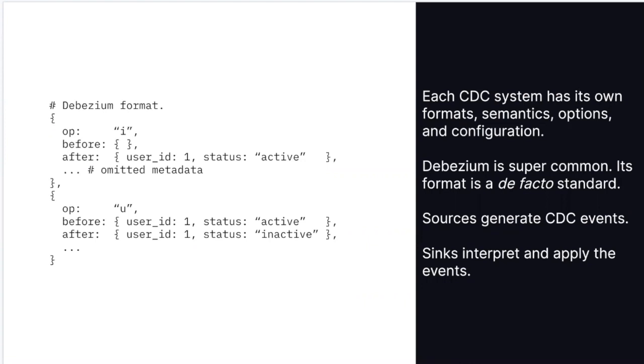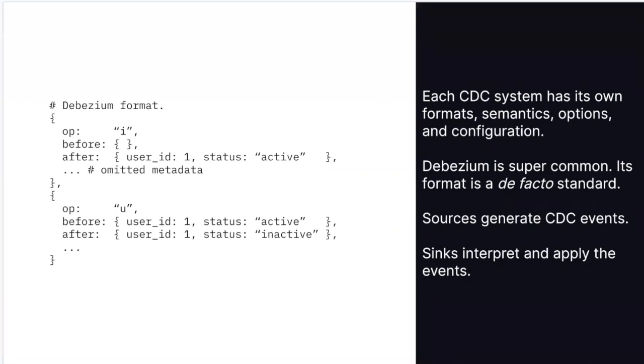In general, source systems like Postgres or MySQL or Mongo generate these CDC events, and then sink systems or target systems, whatever you want to call them, apply those changes to their own state internally. And so basically that's how it works.